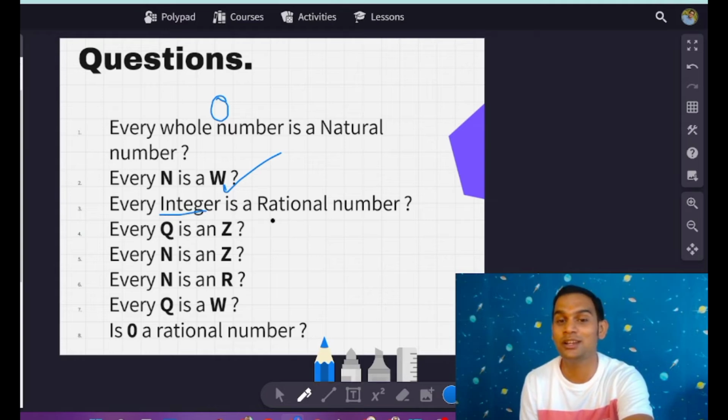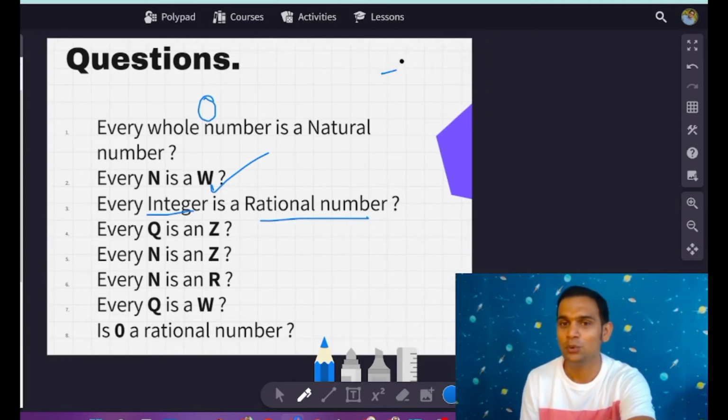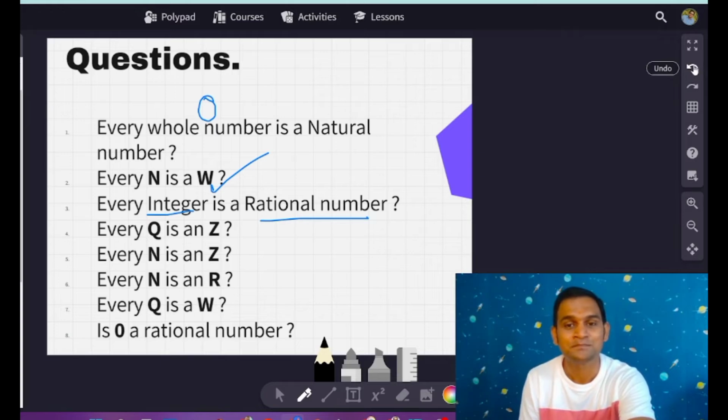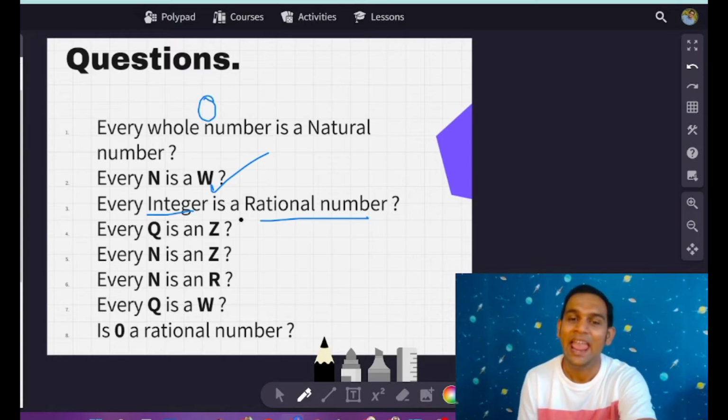Every integer is a rational number. Absolutely. But why? Take -1. Can we write it in the p by q form as -1 by 1? It does not change the number, right? We have it in p by q form where q is not equal to 0, and obviously -1 and 1 both are integers. Similarly, for any number, we can put a denominator 1 to that, and that is why every integer is a rational number.